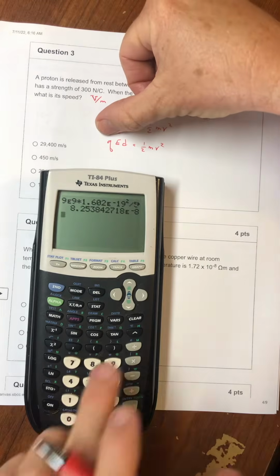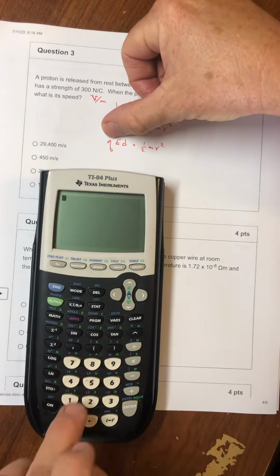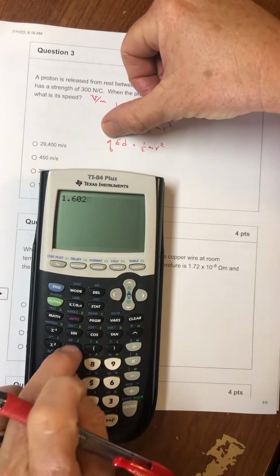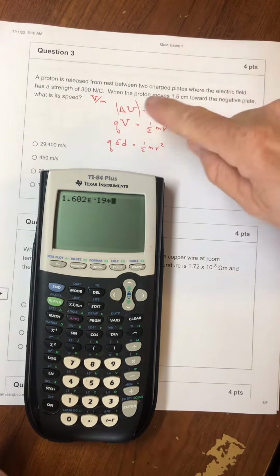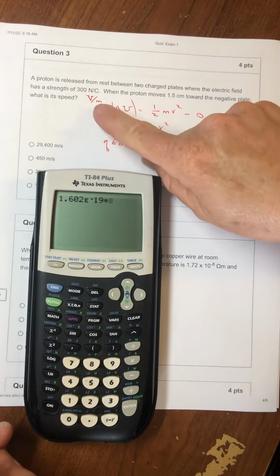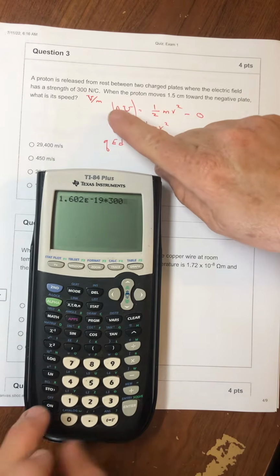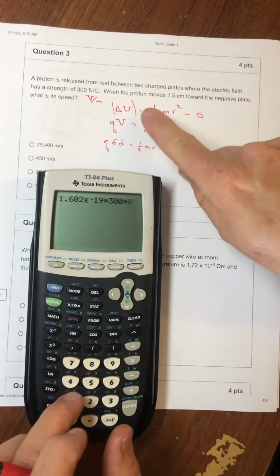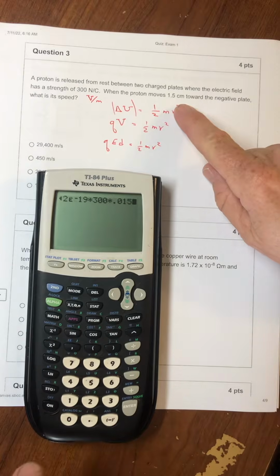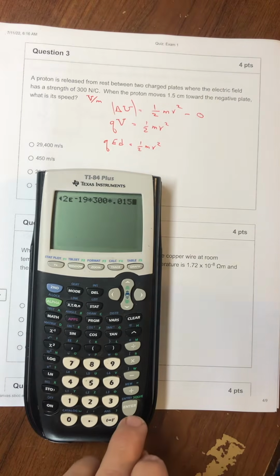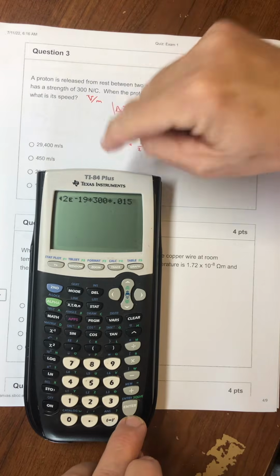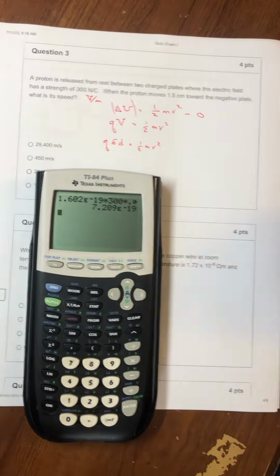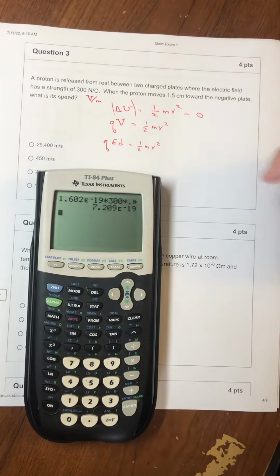They say proton, so I'll take the charge, 1.602 times 10 to the negative 19. Multiply it by the strength of the electric field, which I'll think of as 300 volts per meter. When I multiply by the number of meters it moves, 0.015, that gives me volts, and a volt is a joule per coulomb. So when I multiply by charge, that's my energy in joules.